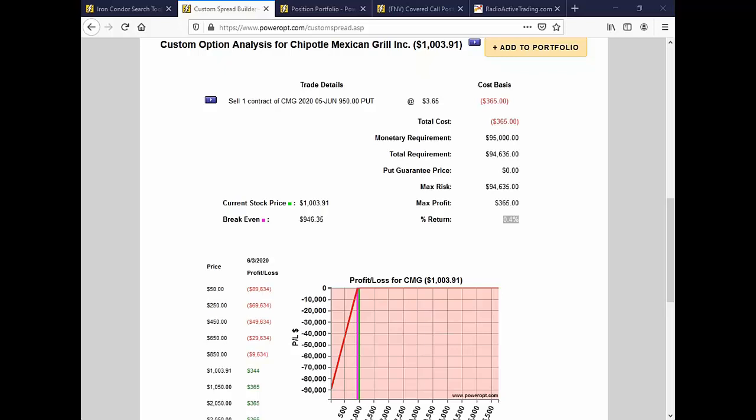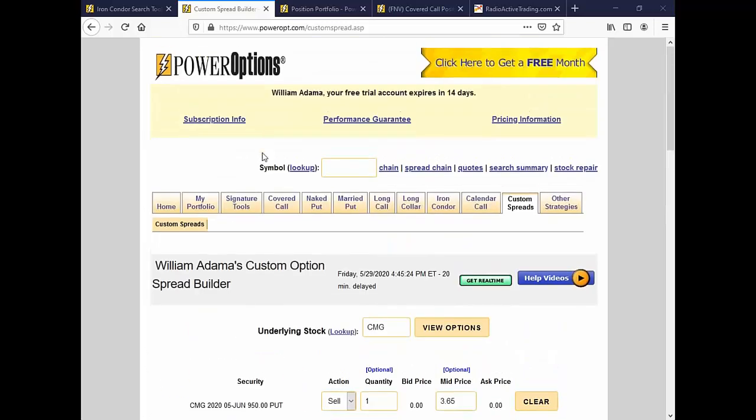Question number 1: how do I find in PowerOptions weekly stocks with 78 to 80% probability OTM, and how can I add the 78 to 80 probability OTM to the PowerOption weekly naked put screens? Okay, sorry, so ignore the whole CMG thing there.